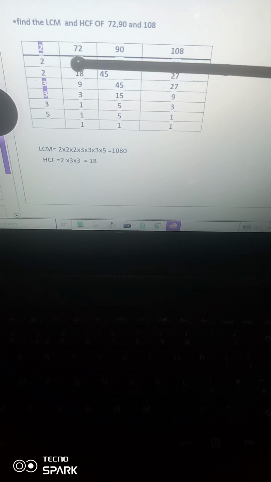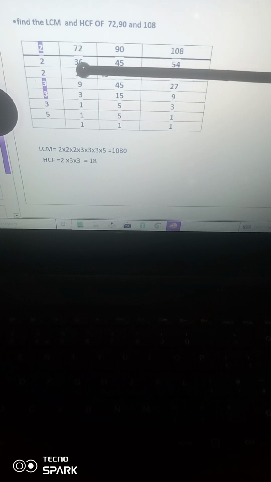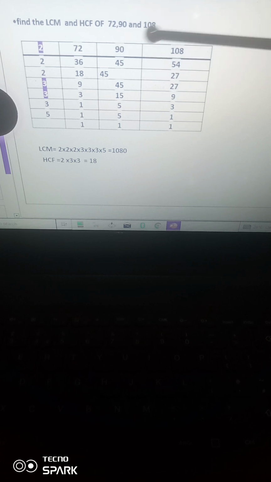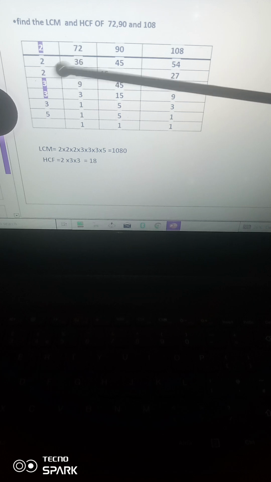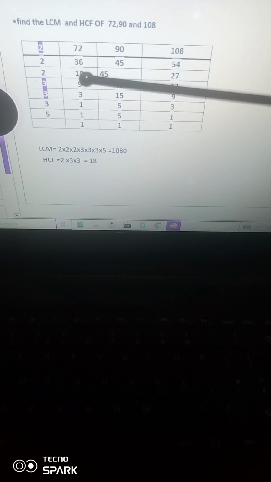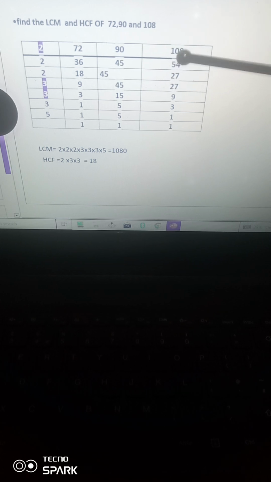Then when we start with 2, 72 over 2 is 36. 90 over 2 is 45. 108 over 2 is 54. Then we start again by 2. 36 over 2 is 18. 45 over 2 cannot. We bring it down because it cannot divide it exactly without remainder. 54 divided by 2, we have 27. We go ahead. Then we take another one.